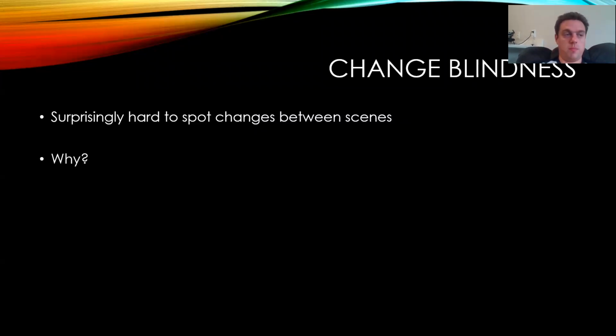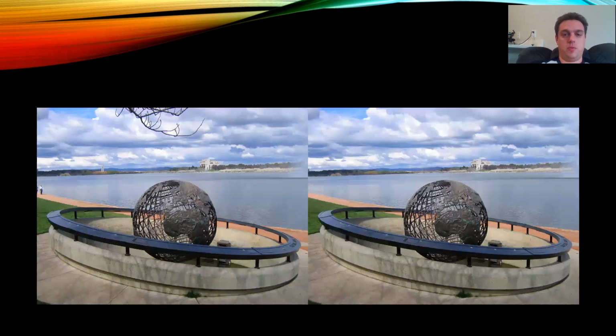Well, just like with memory, we don't actually take in as much as we might think. We tend to remember the overall meaning, the important parts of a scene, right? Don't necessarily remember all the details, especially in a complex scene. So in this one, there's quite a few different things to look at. We're not able to attend to them all at the same time. We can only really fixate on one at a time. And when the change is fairly subtle, it becomes quite hard to see.